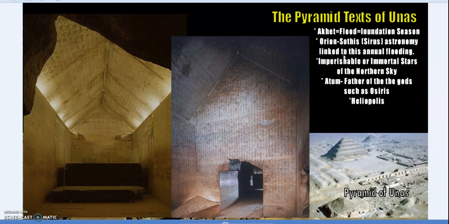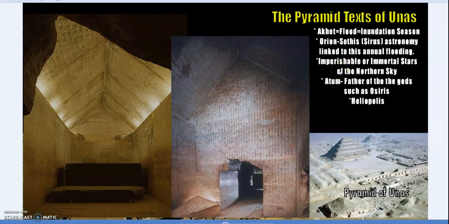Also, what's referenced throughout the pyramid text is the imperishable or the immortal northern stars of the sky. These are mentioned more, and when they are spoken of, they're spoken of in a much higher regard than Orion.